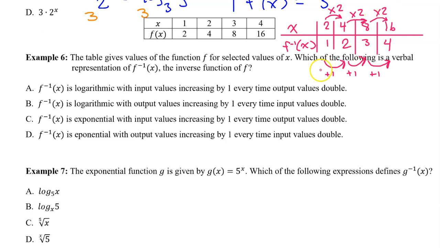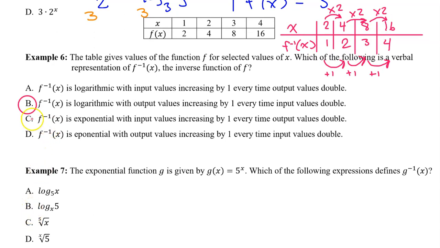So when the output values are equally spaced and the input values are being multiplied, in other words, when the input values show a common ratio, that's a sign that you are looking at a logarithmic function. Specifically, the answer is B. F inverse is logarithmic with output values increasing by 1 every time input values double.